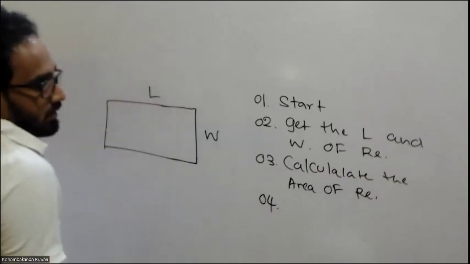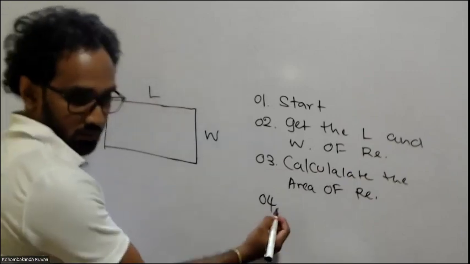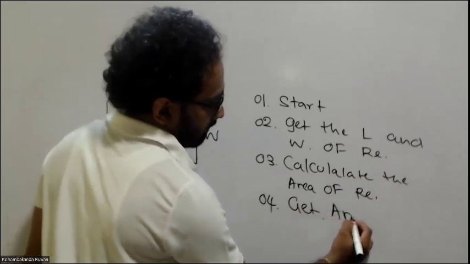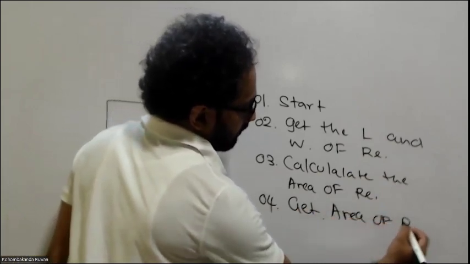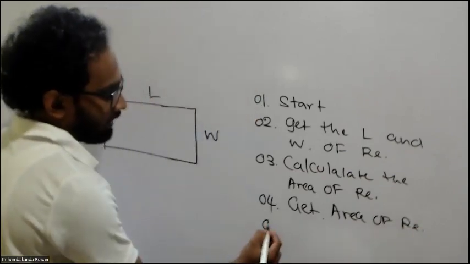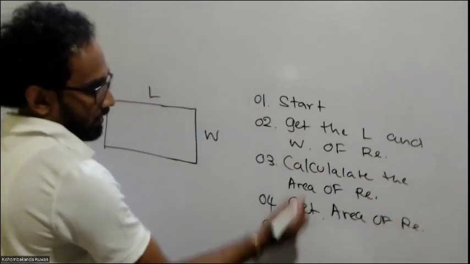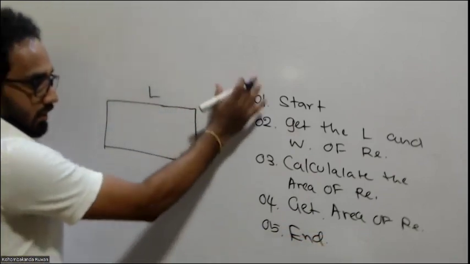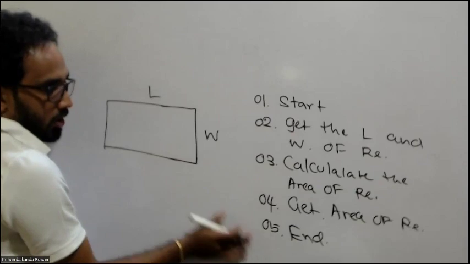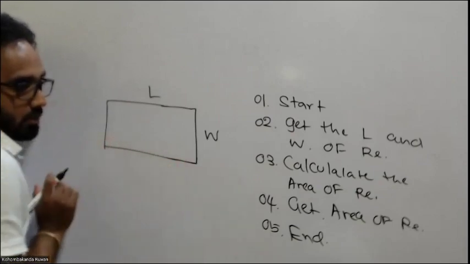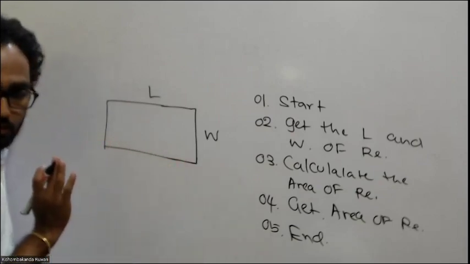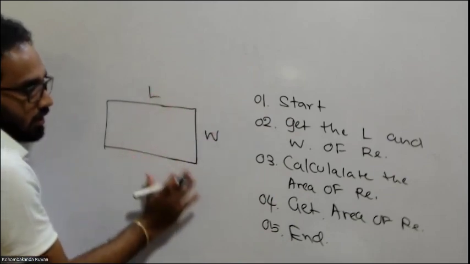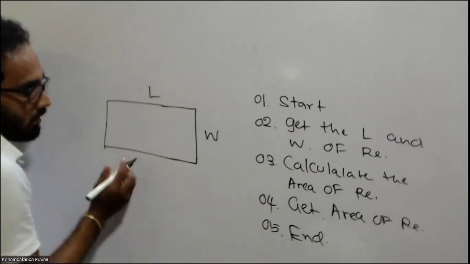Fourth step is then get the area of the rectangle. The final step is end. This is the algorithm to calculate the area of a rectangle. Very easy, right? Very simple one, right? This is how to write an algorithm.